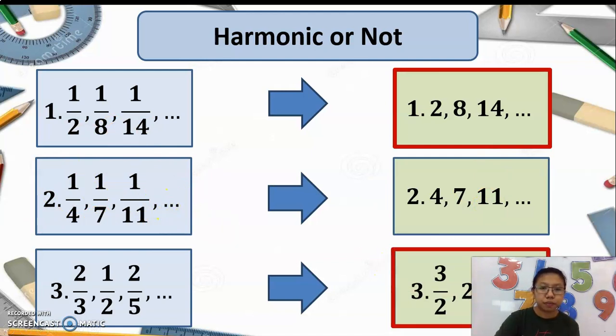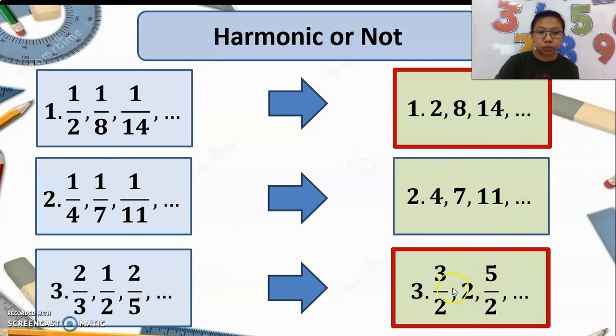And then for number 3, the value for the arithmetic sequence will be 3/2, 2, and then 5/2. When we get the common difference, we will have 1/2 as the common difference because we can write 2 as 4/2 in terms of fraction. So 5/2 minus 4/2, it's 1/2. 4/2 minus 3/2, the answer is still 1/2. So therefore, the common difference is 1/2. And since we have an example of arithmetic sequence, therefore, this will be a harmonic sequence. So therefore, we have examples number 1 and number 3 for harmonic sequence. Okay.